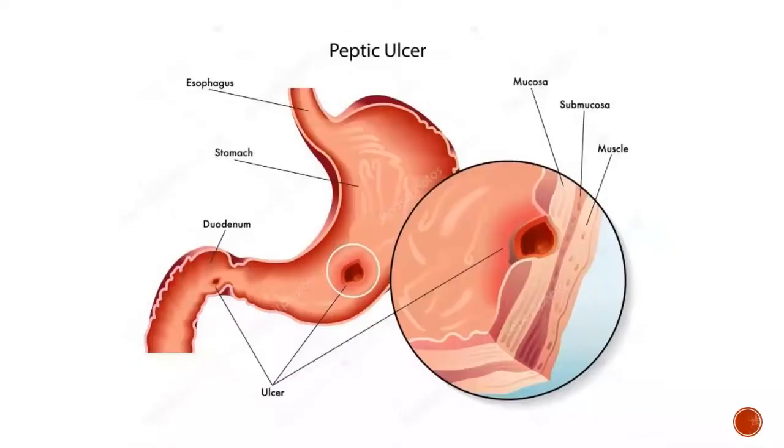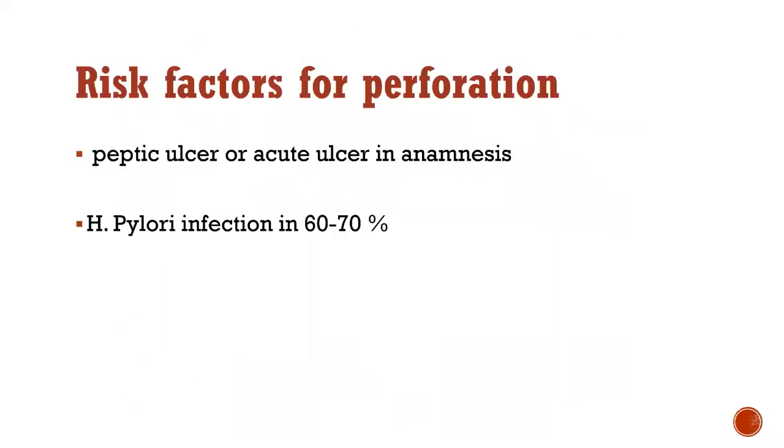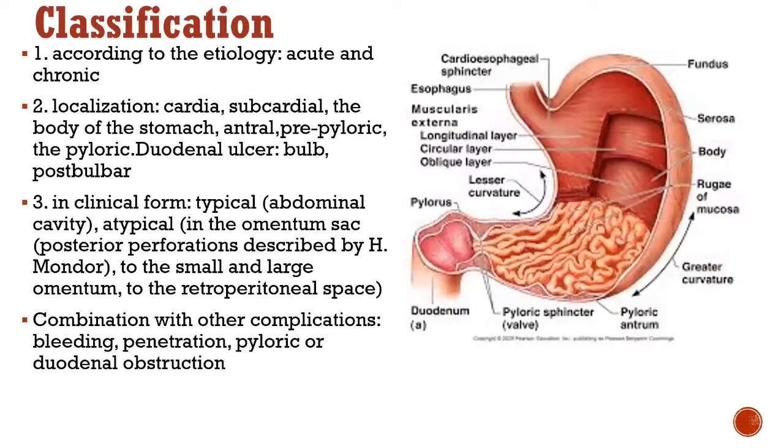The perforation during peptic ulcer disease is the perforation of the wall of the stomach and duodenum. The risk factors for perforation are peptic ulcer or acute ulcer in anamnesis and Helicobacter pylori infection in 60 or 70%. The classification according to the etiology: acute and chronic.